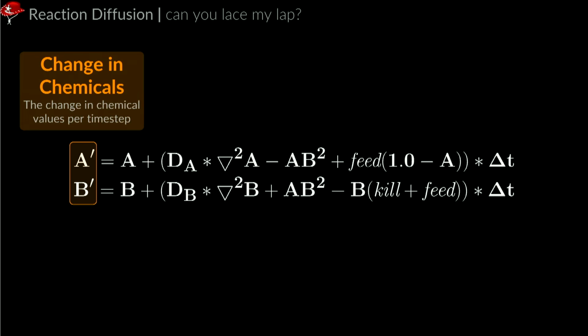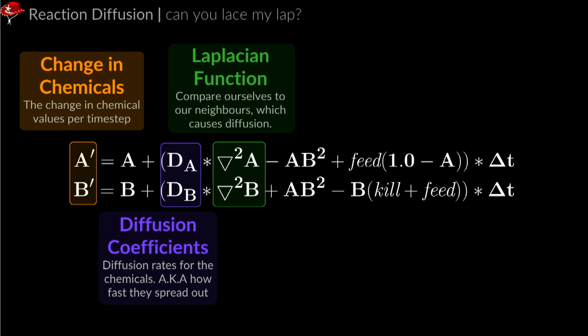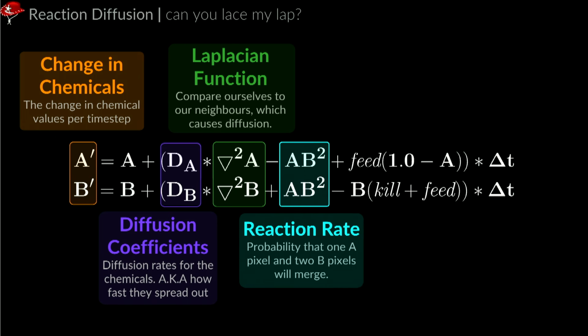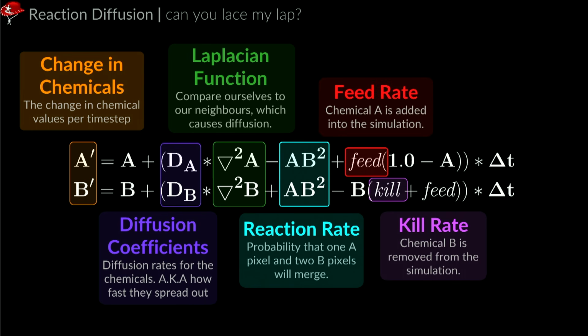Firstly, we have our changing chemicals each frame, so just the chemical values. Then we have what's called our Laplacian function, where we basically check on all of our neighbor chemical values and compare the difference. Then, because we want A to diffuse faster than B, we just multiply this by numbers, the diffusion coefficients. And then we can add in our reaction rate, which is the probability that A and B will merge. And then for A, we add in our feed rate, and for B, we subtract our kill rate. Pretty simple.